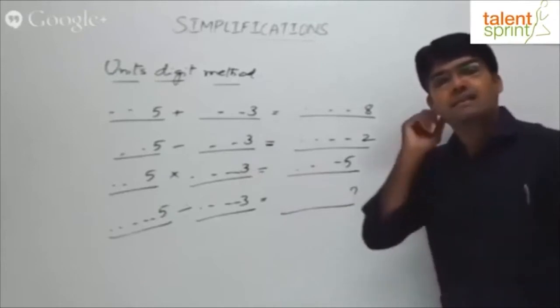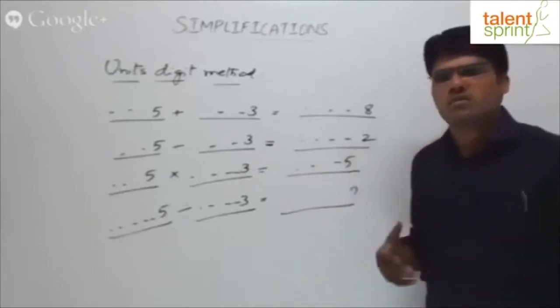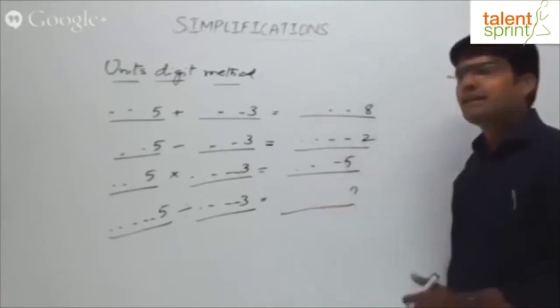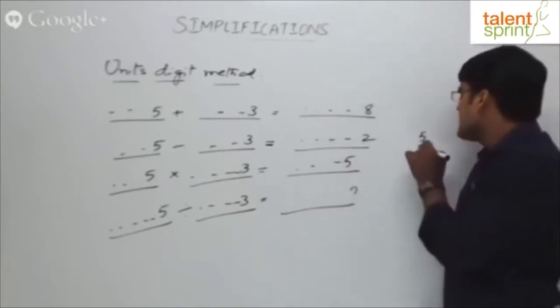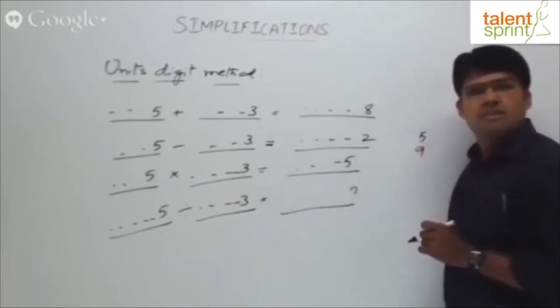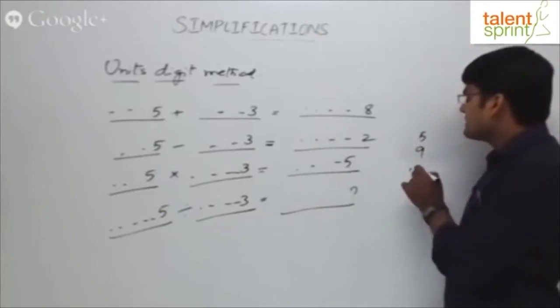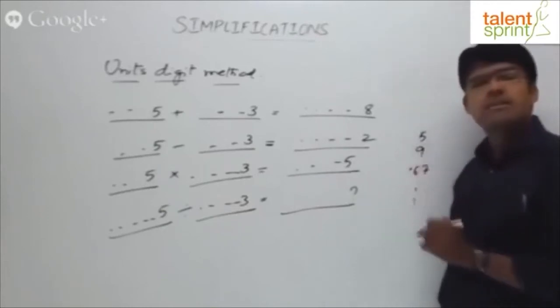But generally, when I ask this question in the class, I get a variety of answers. For example, 5 by 3. Some say the answer will end with 5. Some say the answer will end with 9. Some say the answer should end with 0.67. And so on. Different answers.